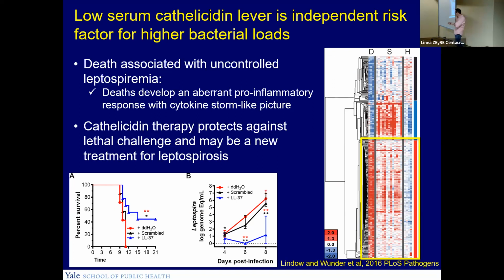An interesting thing about what I mentioned before regarding cathelicidin, the antibactericidal peptide, is that we used it in a hamster model, and we saw that when you add cathelicidin to those animals after infection, you can reduce the death of those animals and also reduce the number of leptospires in the blood. So it really has an effect on how the body can control leptospirosis, and we've been exploring whether we can use that as a treatment or not.